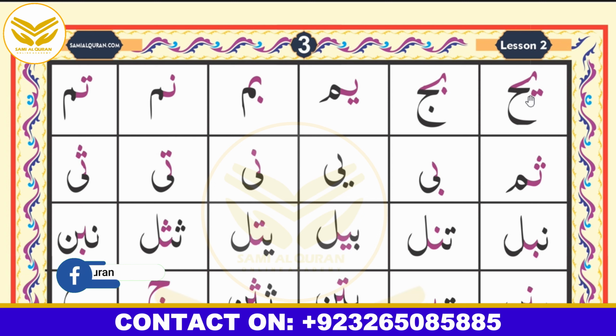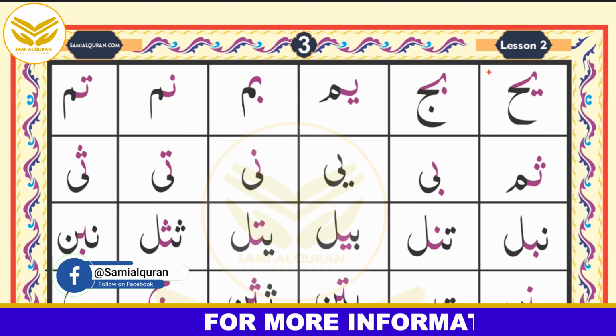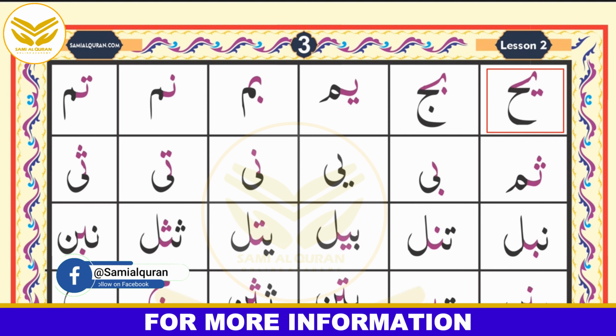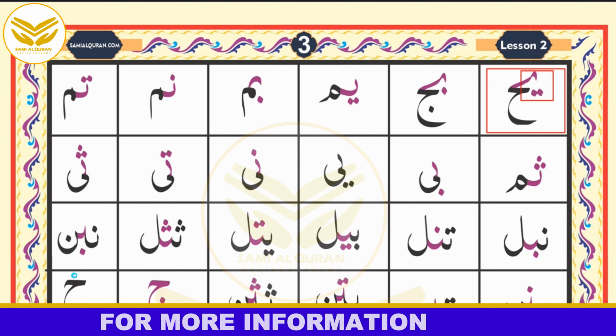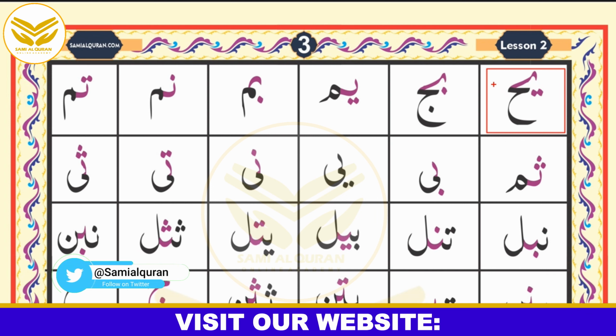Read carefully. I will read first and you should practice after me. Today we will start from Ya Ha. Here the first one is Ya in purple color. It has 2 dots in the bottom, and the black one is Ha.